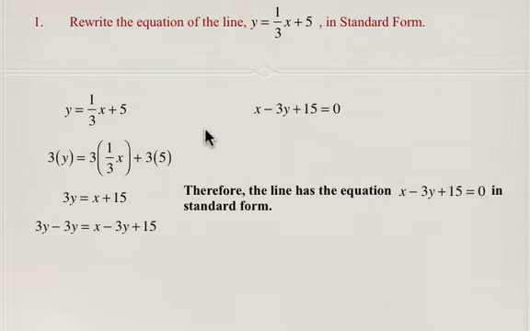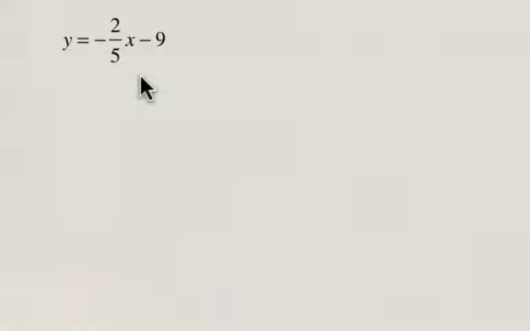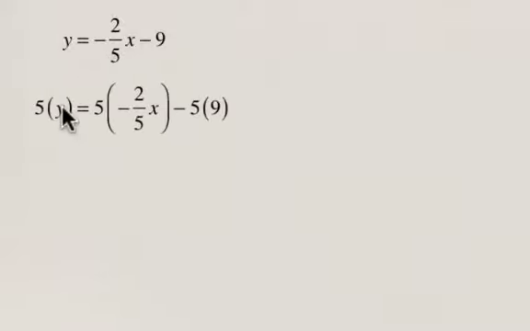Let's look at another example, and in this case, we're given the equation y equals -2/5 x minus 9. What we're going to do first here is get rid of the fraction. Instead of dealing with the fractions later on, we're going to deal with them right away. The way we get rid of the fraction is to multiply by the lowest common denominator. There's only one denominator here, so we're going to multiply everything by 5. So we multiply 5 times y, 5 times -2/5 x, and 5 times 9.